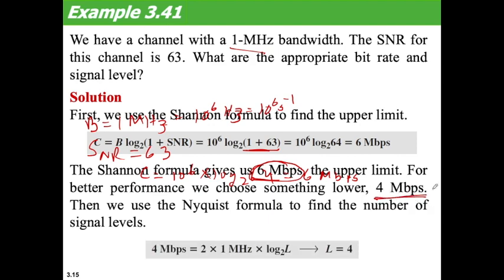Now if we use the Nyquist formula, we'll get the number of signal levels. How? We got the maximum bit rate, which was 6, but we're considering something lower, which is 4. So the Nyquist formula is bit rate equals 2 times bandwidth times log 2 base L. We have the bit rate, which is 4, and the bandwidth, which is 1 megahertz. We can easily calculate the value, which is the number of levels, which is 4. Okay, fine.